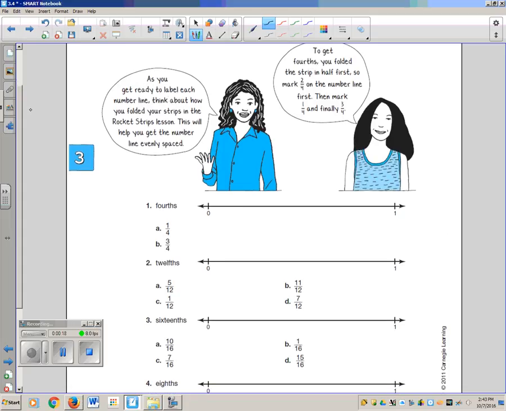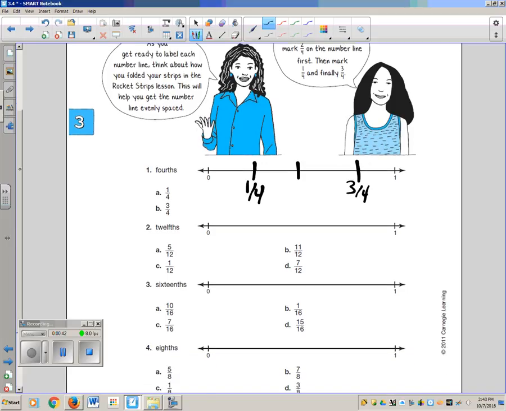We are given a number line for number 1. They want us to divide it into fourths. 3 lines will divide your line into fourths, so draw 3 different sections. Now we need to label 1/4. Here's 1/4 right here. The middle would be 2/4, and that is 3/4.